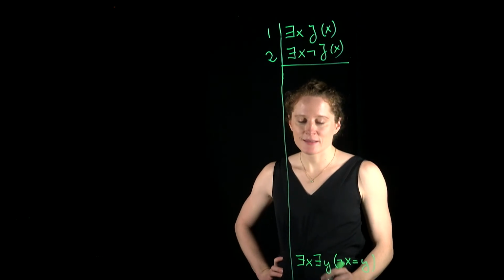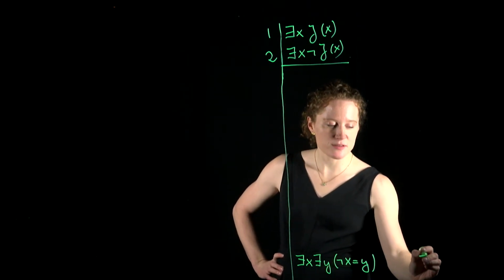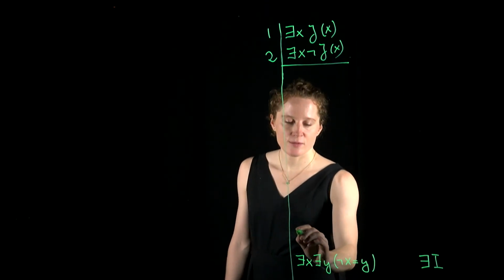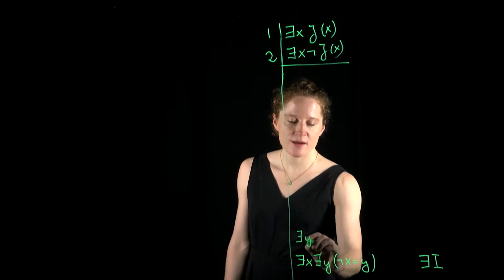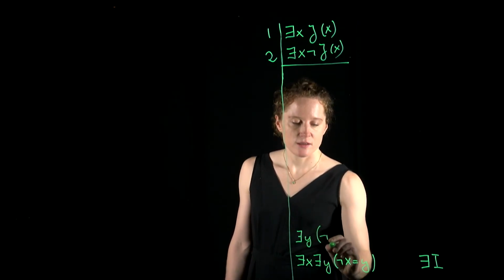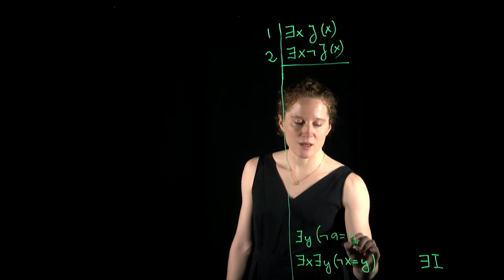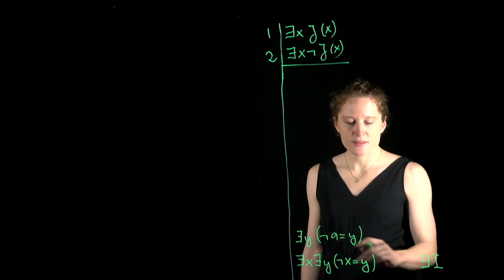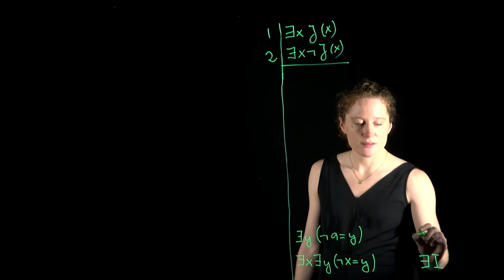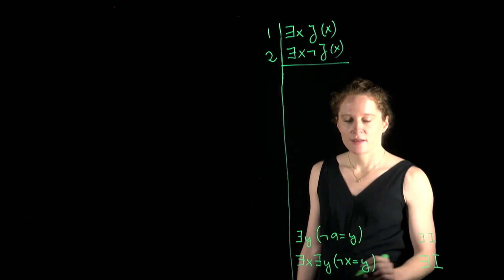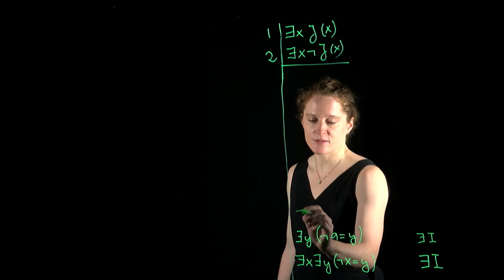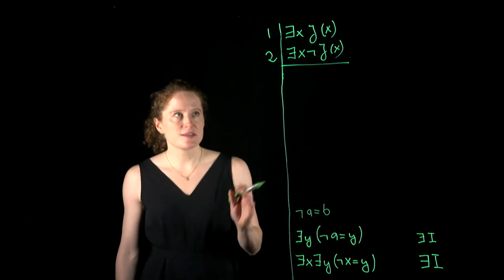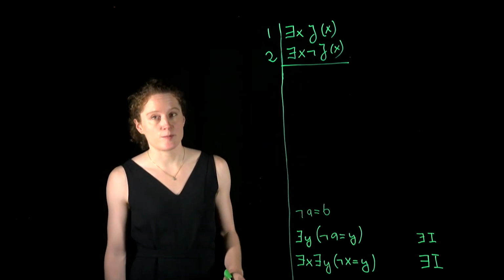Now, backward planning suggests that I should infer this conclusion using existential introduction, meaning that I would need to prove a sentence of the form, there is a y such that not a equals y. And applying backward planning once again suggests that I then should prove this sentence using existential introduction, which would require me to prove a sentence of the form, it's not the case that A equals B. So this is the proof setup suggested by backward planning.